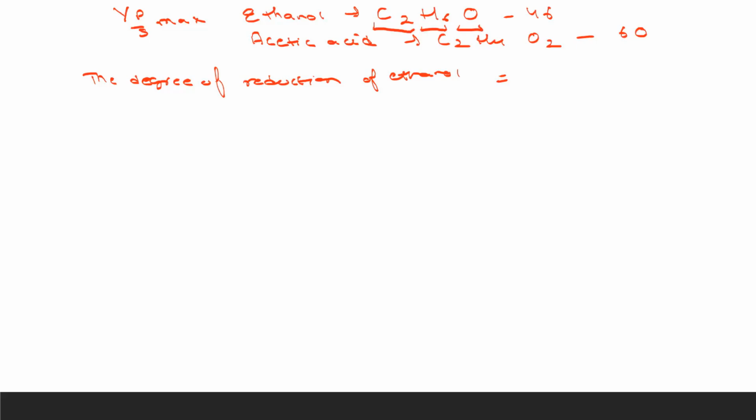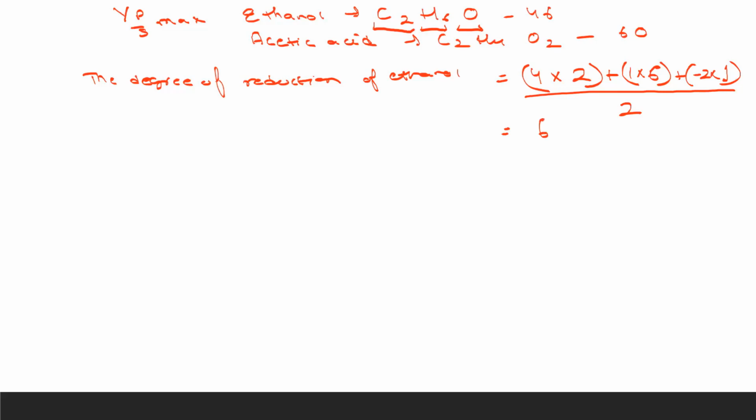So in the case of ethanol, you have 2 carbon atoms, 6 hydrogen atoms, and 1 oxygen atom. The valence of carbon is 4, so you multiply 2 into 4. You add that to the valence of hydrogen, which is 1 into 6, and you add that to the valence of the oxygen, which is minus 2 into 1. You divide the total by 2 because there are 2 carbon atoms, and you get a degree of reduction of 6.